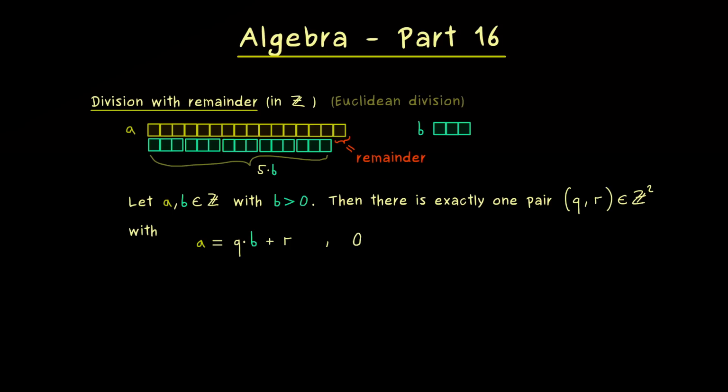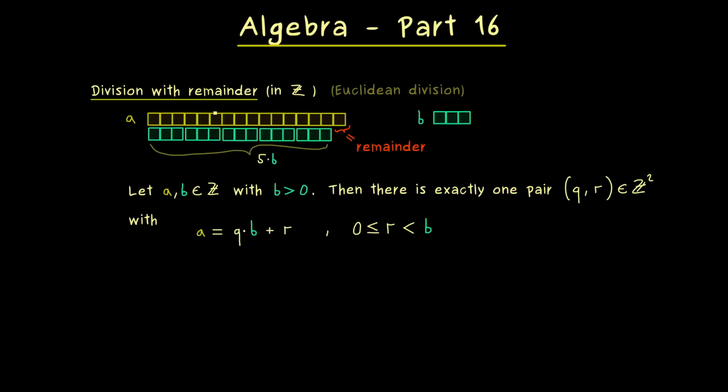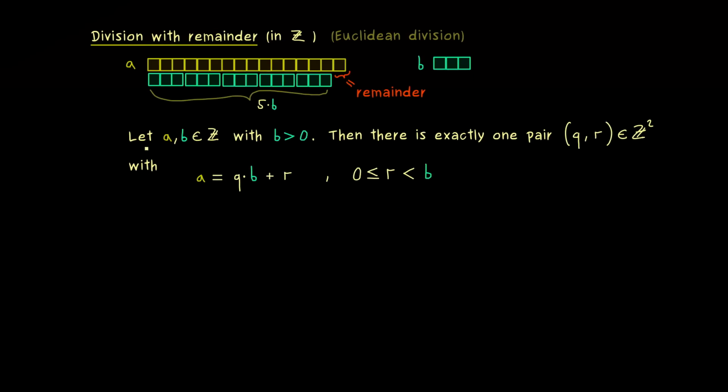So the best case would be that this remainder is equal to 0. And on the other hand, the worst case would be that it is almost b, but it cannot be equal to b. So there we have it. This is the whole formulation for the division with remainder in Z, and now we can prove it.